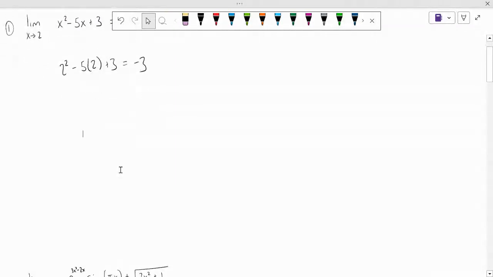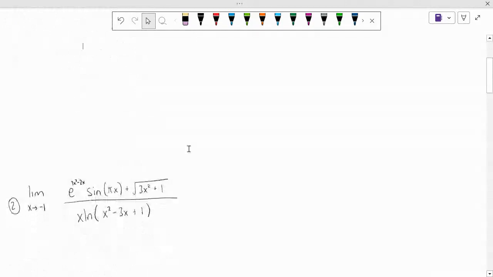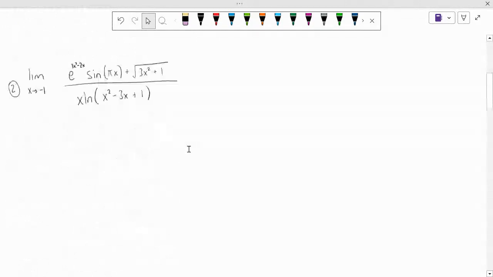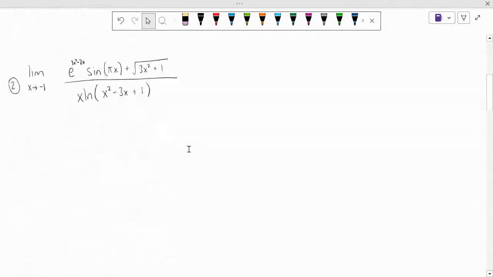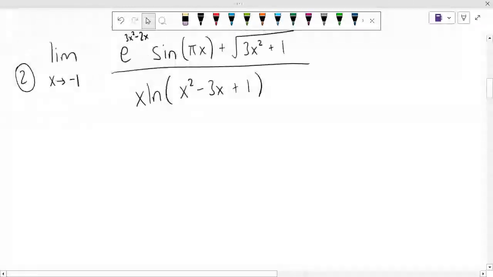So let's take a look at another example. It looks a lot more complicated, but it's actually not that much more complicated. So we have the limit as x approaches -1, and let me try to blow that up. And we have a function that looks extremely messy and ugly.